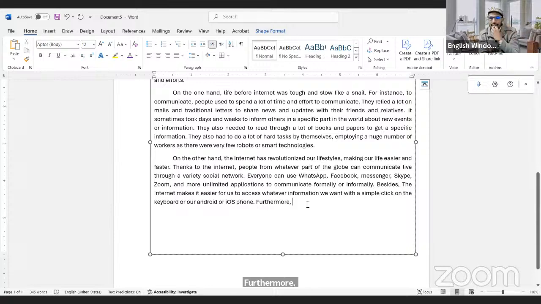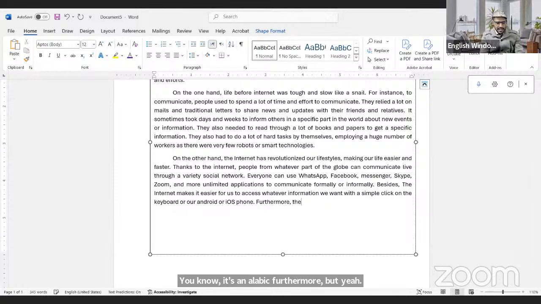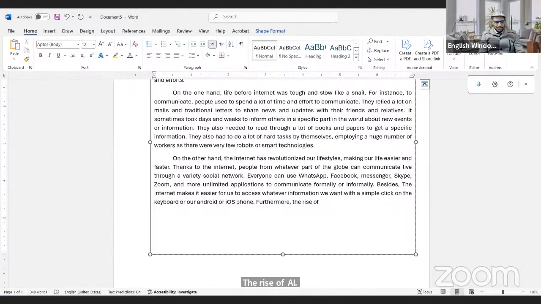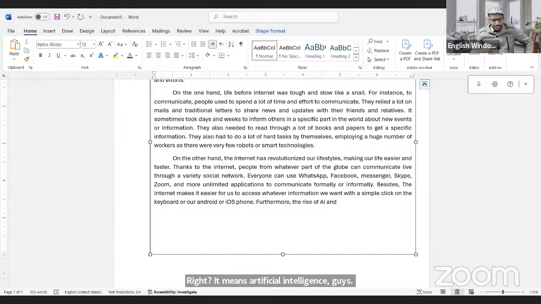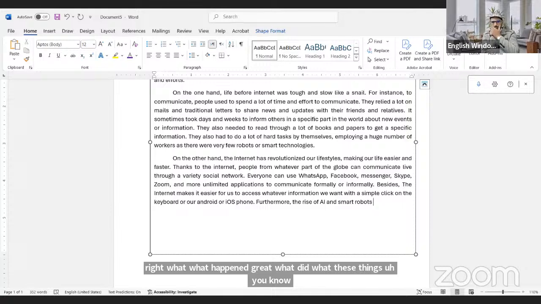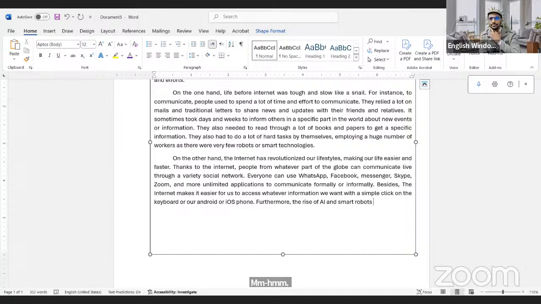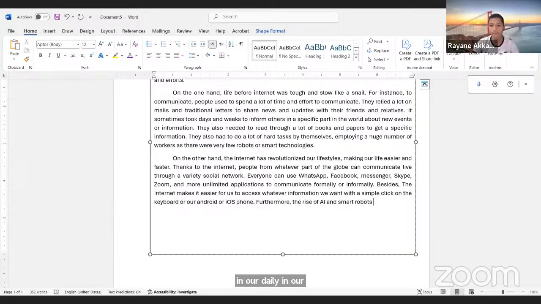Furthermore, the rise of AI, صعود, ظهور, right? The rise of AI, it means artificial intelligence, and smart robots. Let's call it this way. What do these things help us with? They are helping us a lot in our daily life.